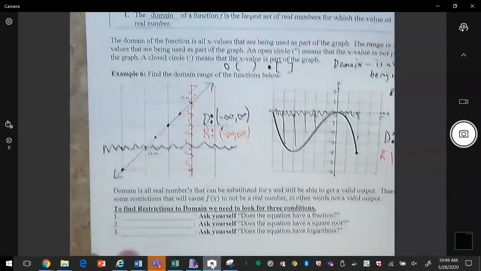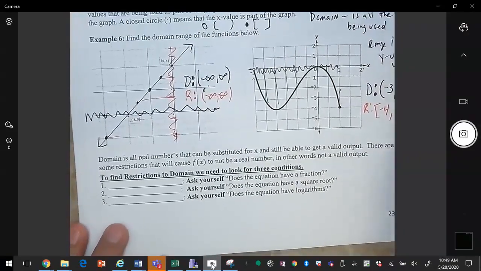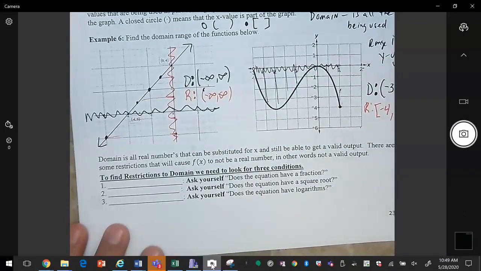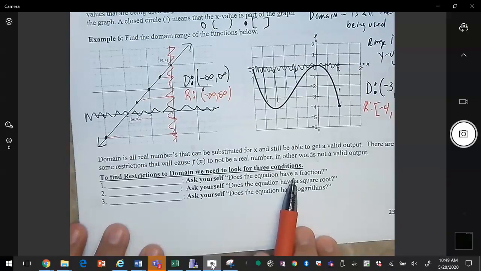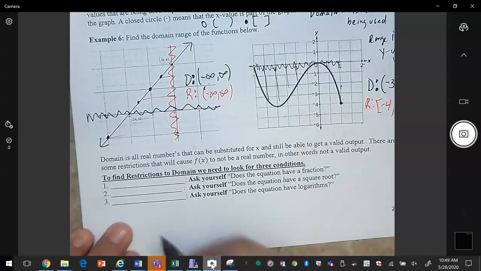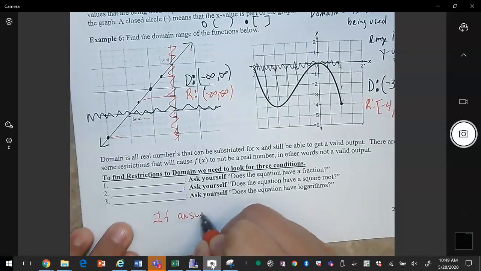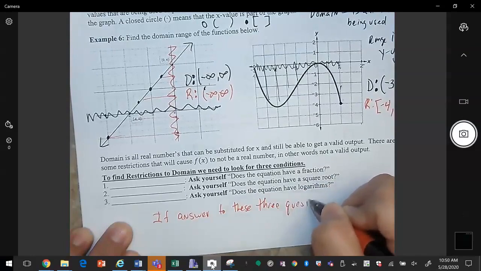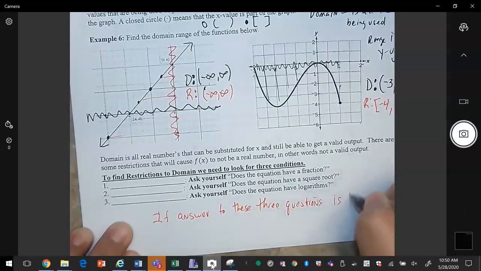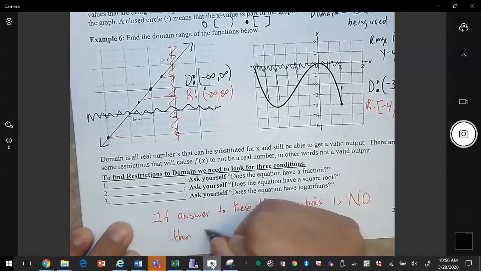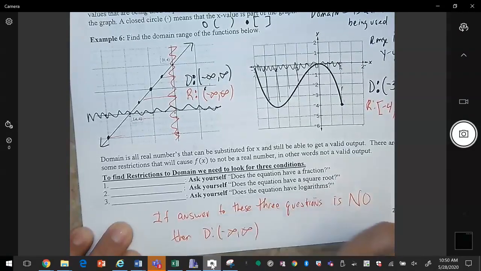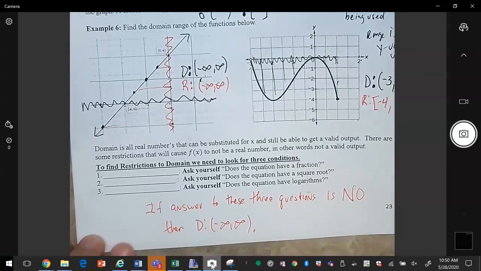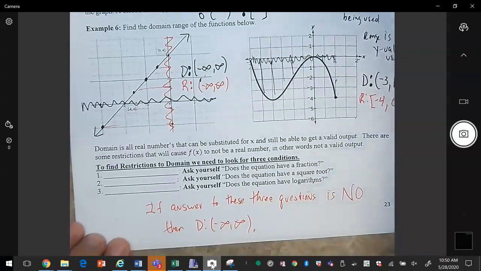You're not always going to have a graph, so we need to find the domain algebraically. And so there's really 3 things to ask yourself. Does the equation have a fraction? Does the equation have a square root? And does it have a logarithm? If your answer to these 3 questions is no, then the domain is always -infinity to +infinity. If the answer to these 3 questions is yes, that means that there's some restrictions or some values that we have to remove from our domain.